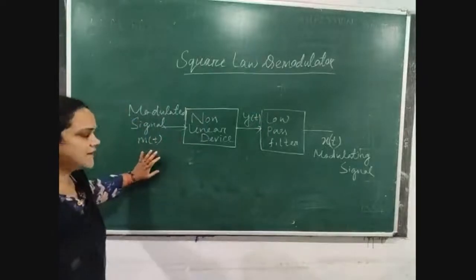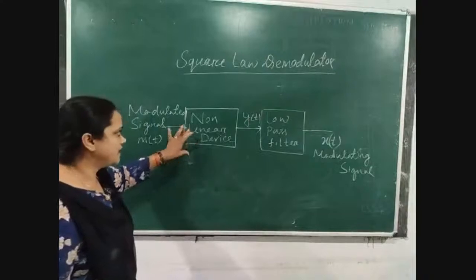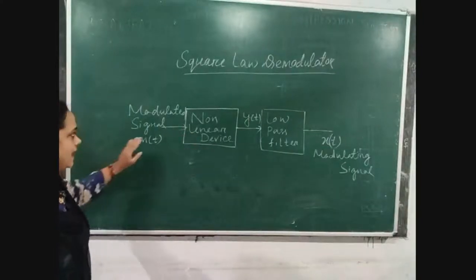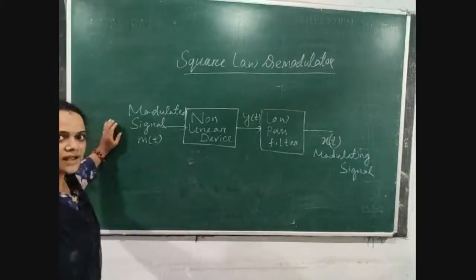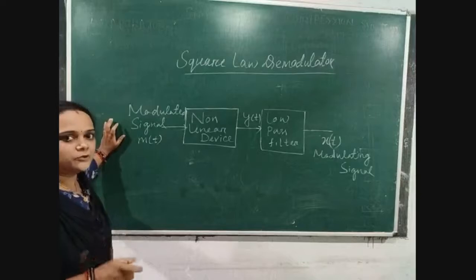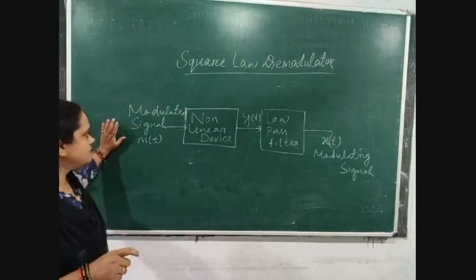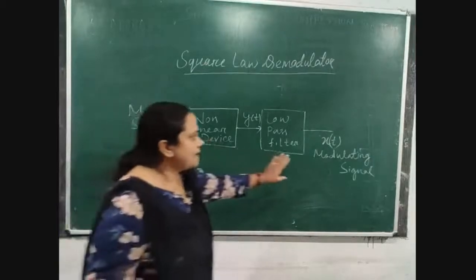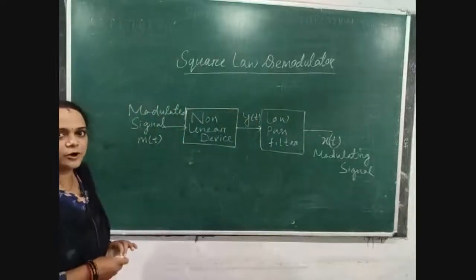So the block diagram consists of two blocks. First one is the non-linear device and second one is the low pass filter. Input to the non-linear device is a modulated signal. As we know, the input to a demodulator is a modulated signal. So here we use an amplitude modulated signal, and at the output we get the original message signal, meaning the modulating signal.